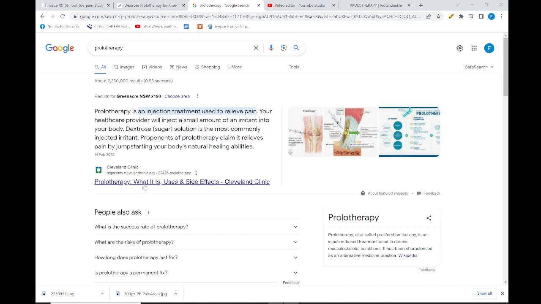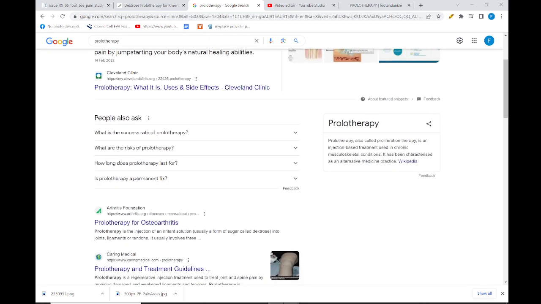So by injecting the prolotherapy, the glucose or the saline, into the ligaments or the joints or the tendons that are damaged, that will promote an inflammation response and will also promote healing. And we'll see that prolotherapy is an injection-based treatment used for chronic musculoskeletal conditions, and it is categorized as an alternative medicine practice. What that means is, generally, because it's not a pharmaceutical drug, it's considered to be an alternative.